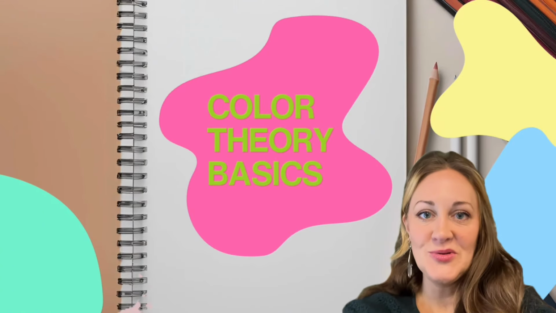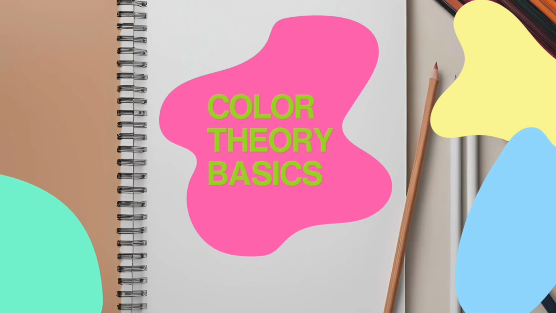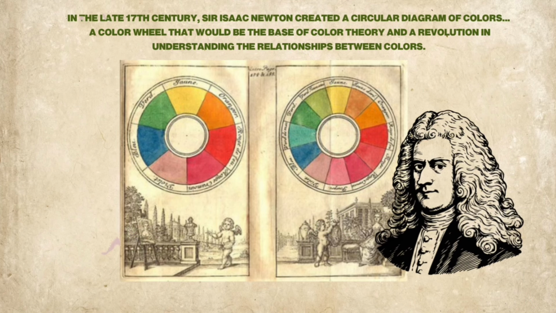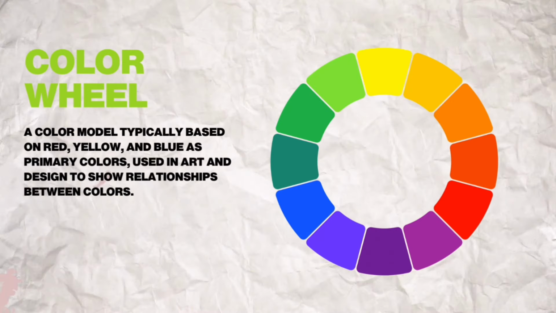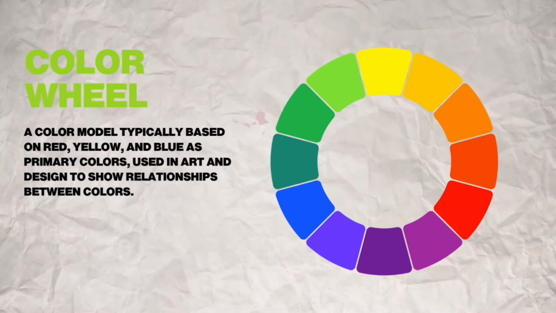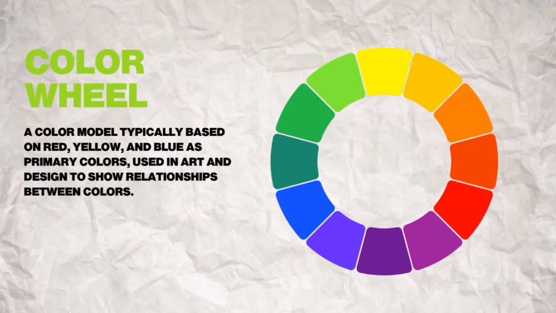Follow me while I guide you through the basics of color theory. Color theory goes way back to Isaac Newton, who developed the modern color wheel in the 17th century. His work laid the groundwork for how we see and use color today. The color wheel is a visual tool to help us understand the relationships between colors. It's a must-have for mixing and choosing colors in art.